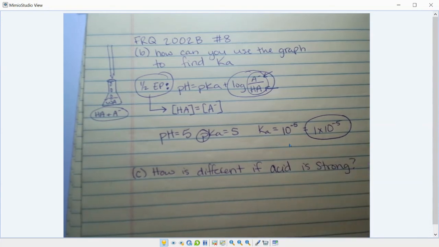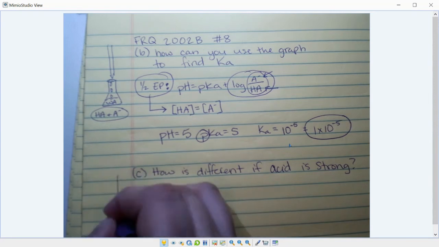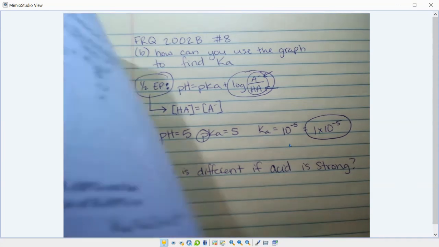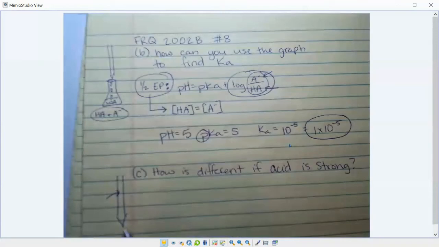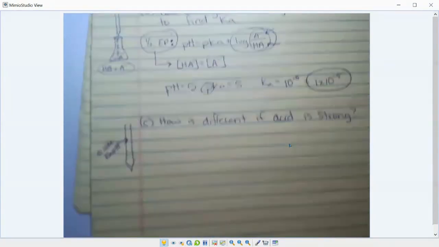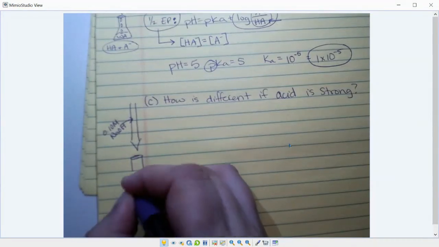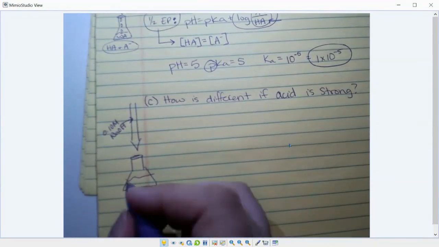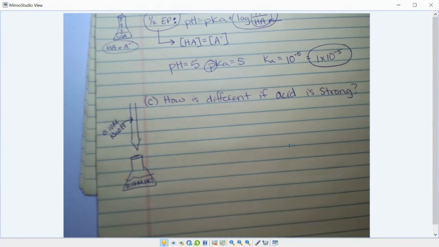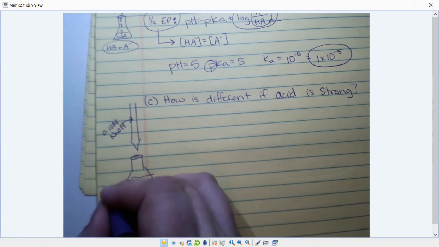So the graph that they provide was for a weak acid, but now they're saying, what if we replace that with a strong acid? So let me sketch a little picture. We got our burette. They didn't tell us that we're changing anything up here. I think this was in the stem of the question. They tell us it's 0.1 molar NaOH. So we have strong base up there. And then down here, instead of weak acid, we're going to put 0.1 molar HCl. So that's strong. And it did tell us that this was 25 milliliters.